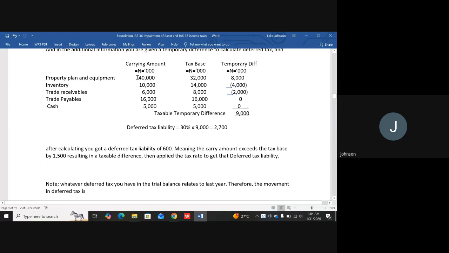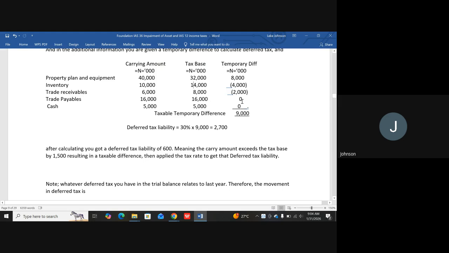So when I say 40,000 minus 32, what are we going to get? We're going to get 8. Am I right? Please confirm it. Everybody confirm it. 40,000 minus that, what are we going to get? 8,000. Beautiful. So now the next one, we take 10,000 minus 14,000. We're going to get 4,000. 6,000 minus 8,000, we're going to get 2. 16 minus 16 is 0. 5 minus 5 is 0.